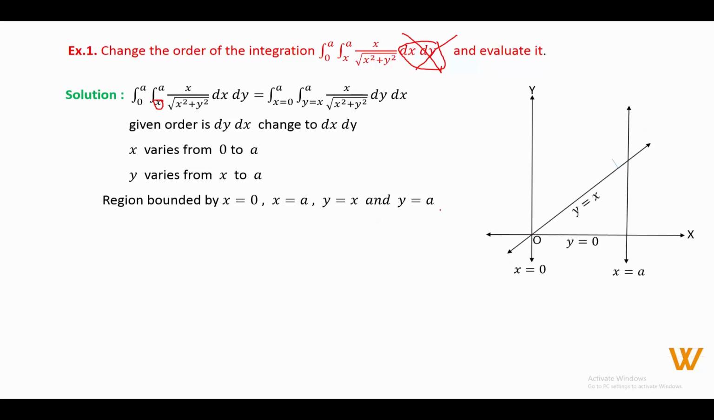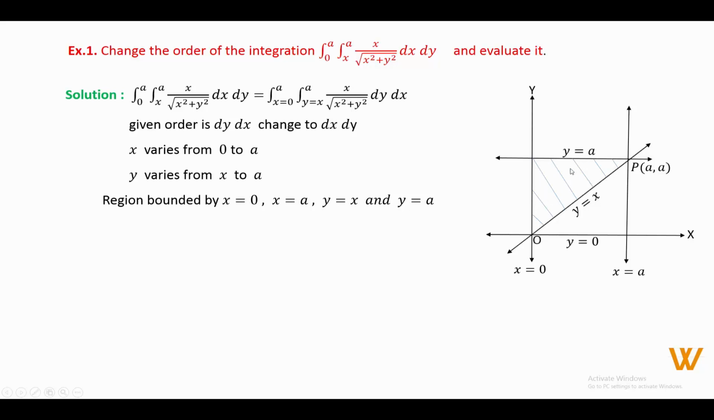Now the next line is y equal to a. Y equal to 0 is the equation of the x-axis and y equal to a is a line parallel to the x-axis. Now draw the region bounded by all these four lines: x is 0, x is a, y is x and y is a. In between these lines is the required region.